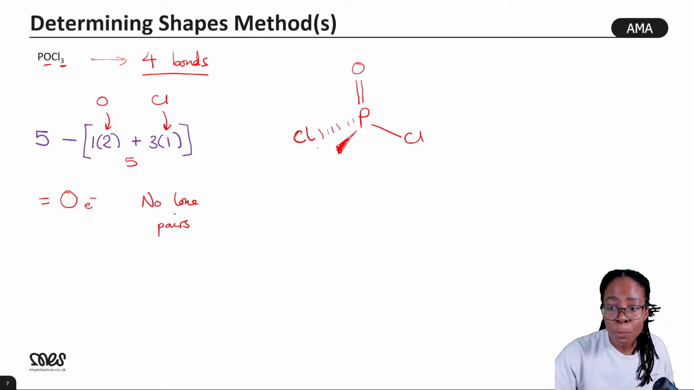How do we know it's a double bond? So we think about the group that the element is in. Oxygen is in group 6.